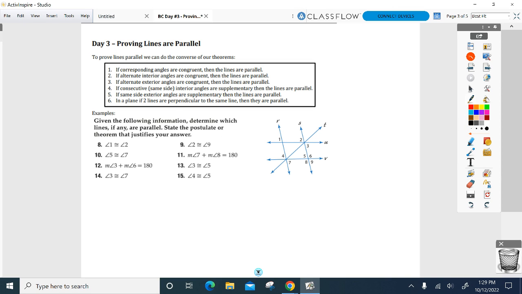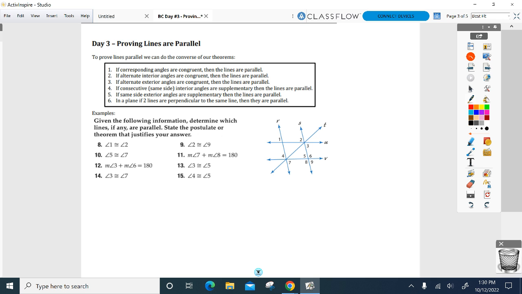All right, here's today's deal. We're going in reverse. And you now have to tell me or prove to me why lines are parallel. In a couple minutes, when we get to number one, the proof statement will be: prove these lines are parallel.